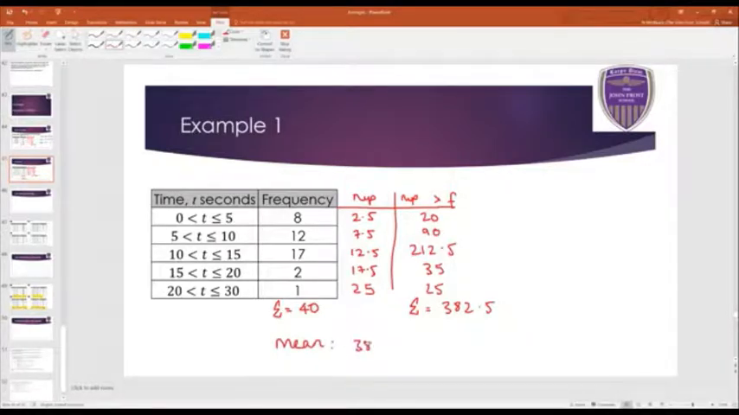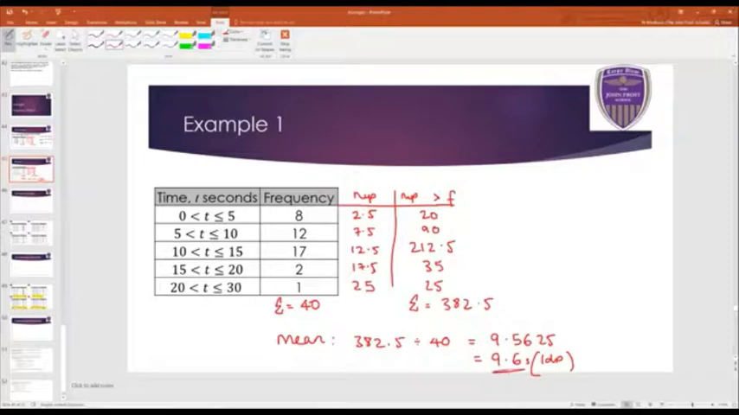So our estimate for the mean will be 382.5 divided by 40. Just type that into our calculators. That gives us an answer of 9.5625. I'm just going to round that to 9.6 to 1 dp, but that part's entirely up to you. It's always a good idea to double check. This is in seconds now because that's what we're measuring. It's always a good idea to double check that this answer actually makes sense in terms of the data we were given in the table, because it's quite easy to make a mistake somewhere along here.